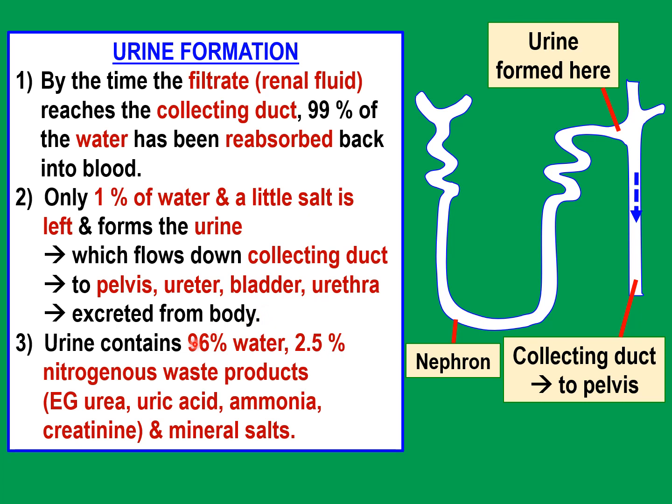Okay, so urine is a fluid that contains 96% water, 2.5% nitrogenous waste products, such as urea, uric acid, ammonium, and creatinine, and also mineral salts.